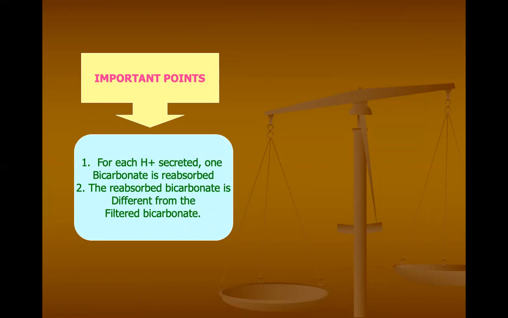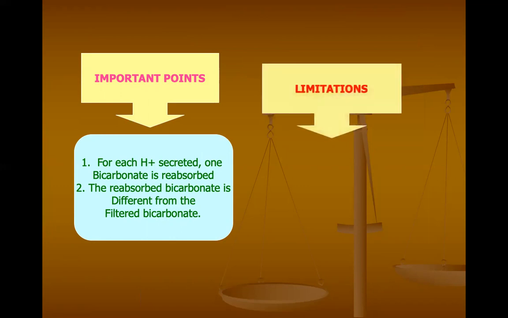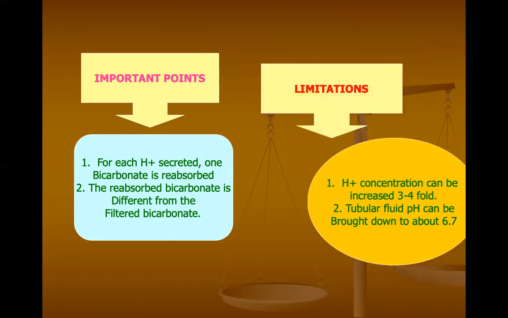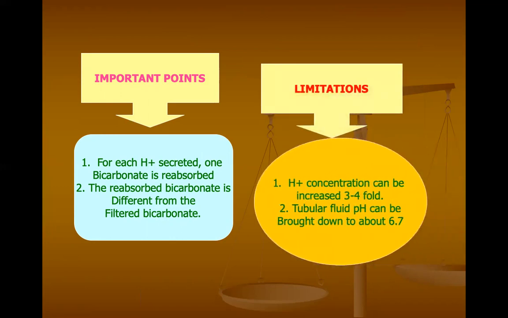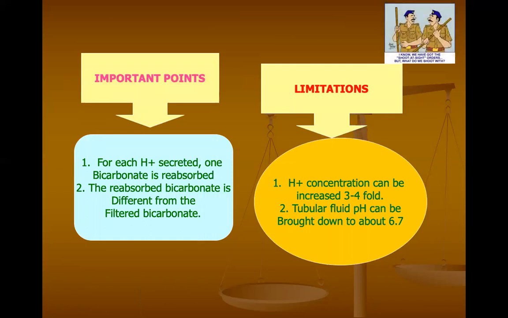The reabsorbed bicarbonate is different from the filtered bicarbonate. But what is the limitation? The limitation is that the hydrogen ion concentration can be increased only 3 to 4-fold, and the tubular fluid pH can be brought down only to 6.7. We need to bring it down lower. So this is just like having police security personnel without any gun.